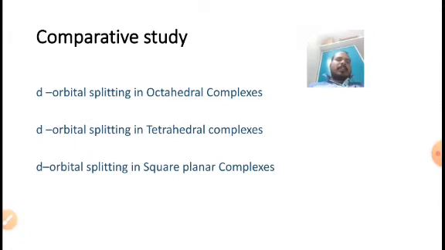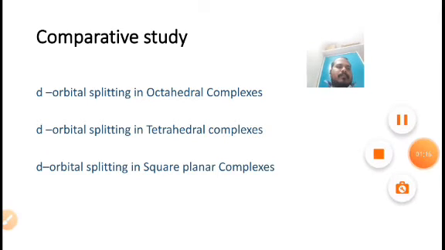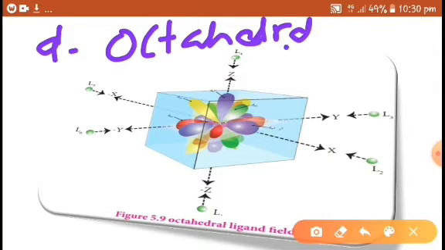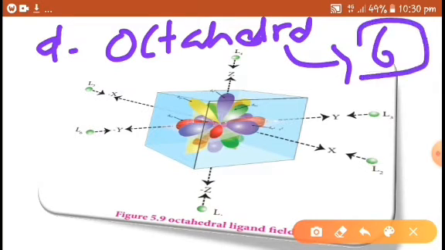So in this video lecture, I will compare d orbital splitting in octahedral complexes, d orbital splitting in tetrahedral complexes, and d orbital splitting in square planar complexes. Octahedral complexes have a coordination number of 6.